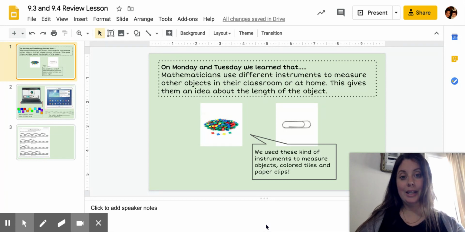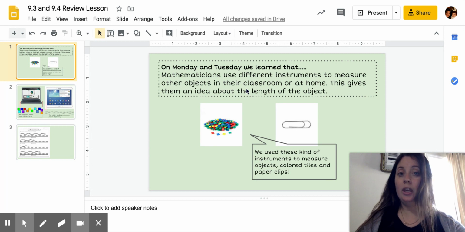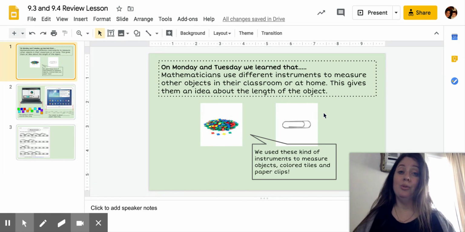So back on Monday and Tuesday, we learned that mathematicians use different instruments to measure other objects in their classroom or at home. And this gives them an idea about the length of an object. And the two instruments that we used this week were colored tiles and paper clips. Now, you can use almost anything to measure something else. These are the two that we used.